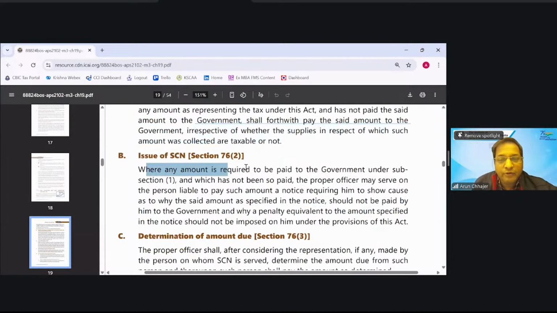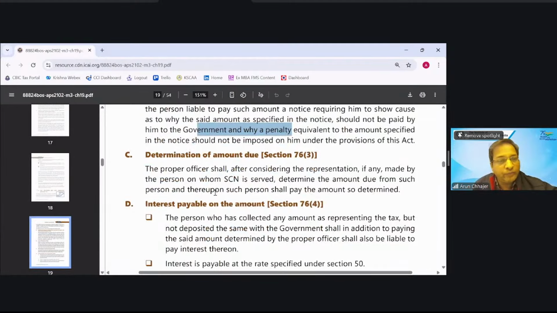Where any amount is required to be paid to the government which has not been so paid, the officer may serve on the person liable to pay such amount a notice, requiring him to show cause as to why the said amount should not be paid to the government and why a penalty equivalent to the amount specified in the notice should not be imposed under this Act.